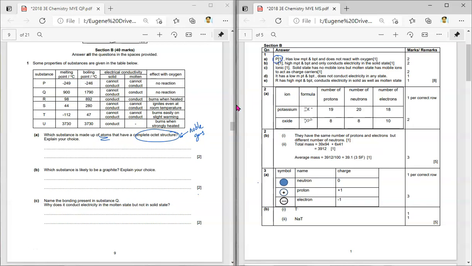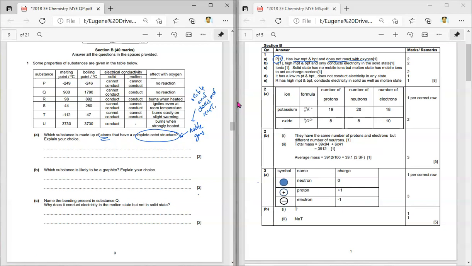P is here. Key idea: because it is a noble gas, it has a low melting and boiling point, and it doesn't react with oxygen because it already has a complete octet structure, so it is already stable. So the first one for part A is P. It has a low melting and boiling point and does not react with oxygen.